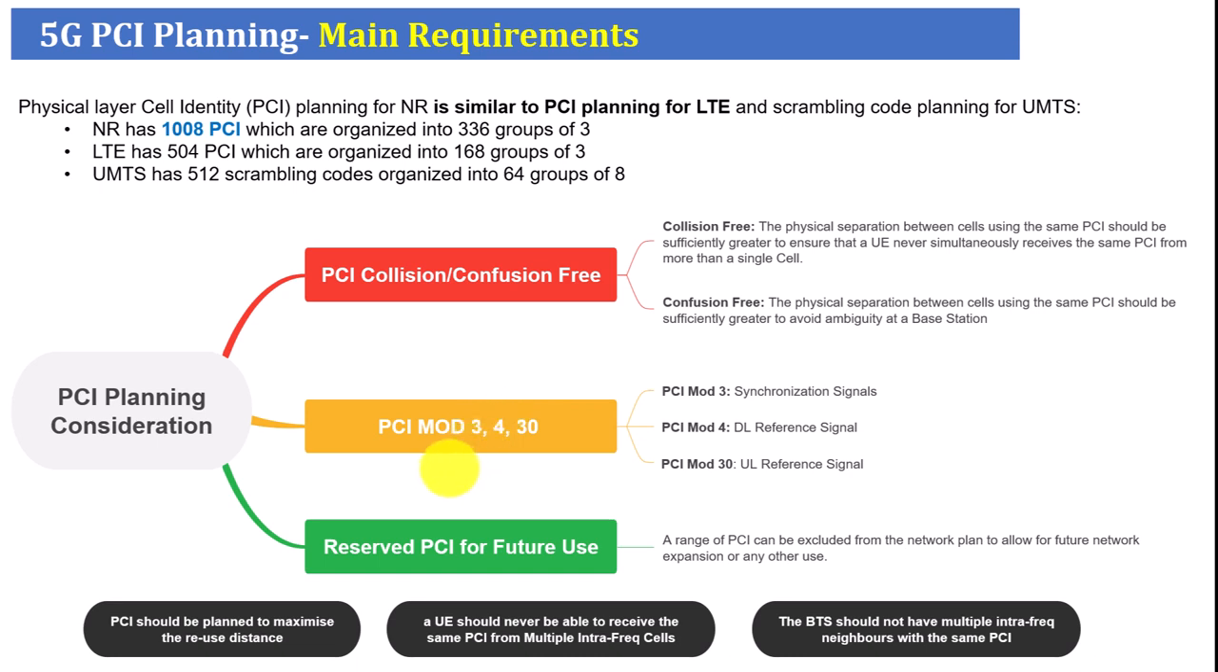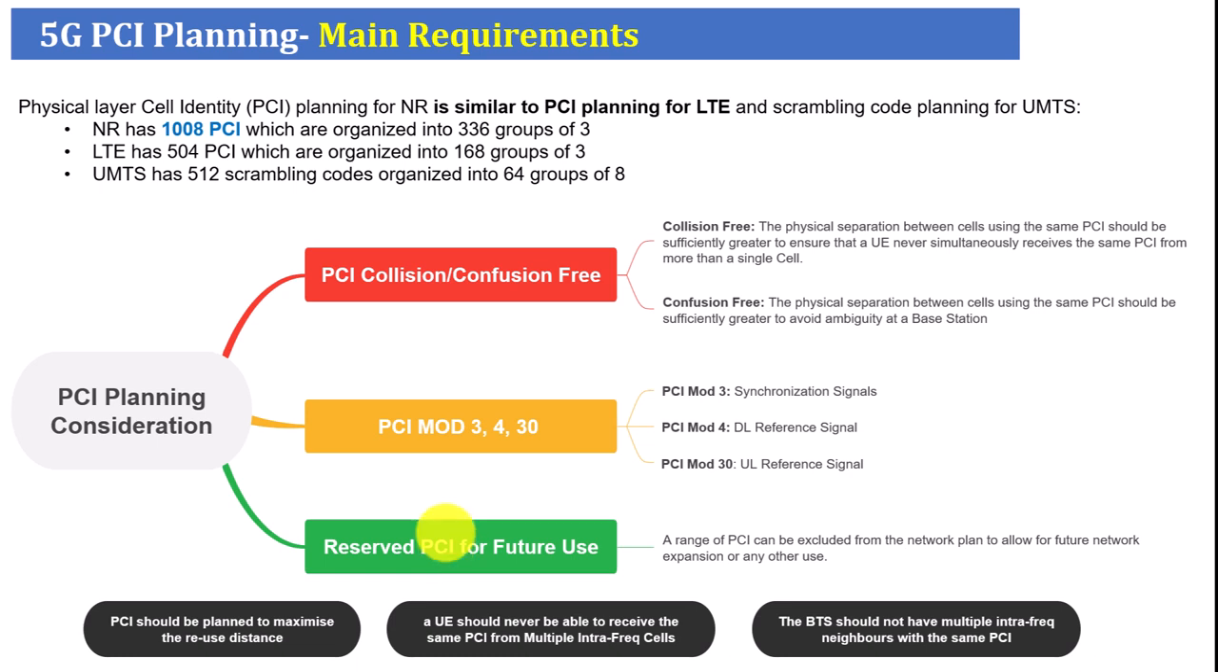And we have PCI mod 3, mod 4 and mod 30 planning concepts in 5G. Before in 4G, it was mainly mod 3 and mod 30, where mod 3 is mainly used in synchronization signals, which is the primary synchronization signal, PSS, and SSS and so on. And we have PCI mod 4, used for the downlink reference signal, usually the DMRS for the broadcast channel. I will go through all of that. And we have mod 30, which is exactly the same as in 4G, about the uplink DMRS reference signal. And one important point that you just need to keep in mind.